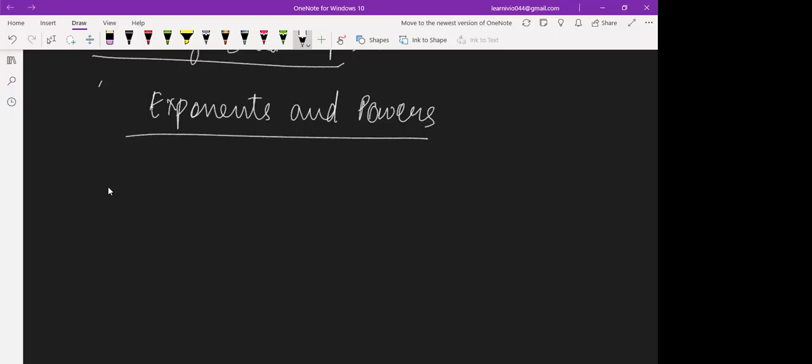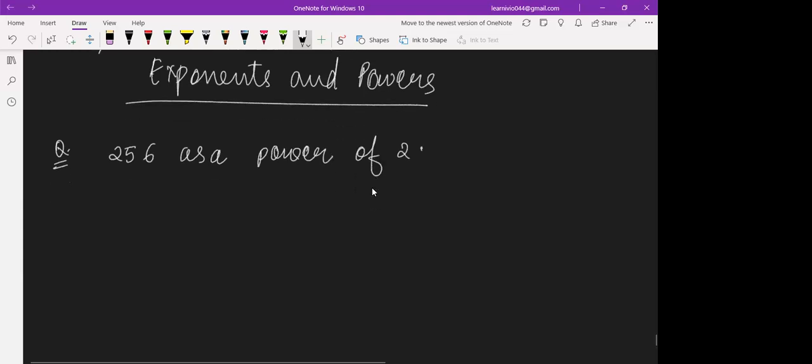So, for example, the first example is that you have to express 256 as a power of 2. So, how can you do this question? How will you represent 256? Prime factorization. Very good. You do the prime factorization.